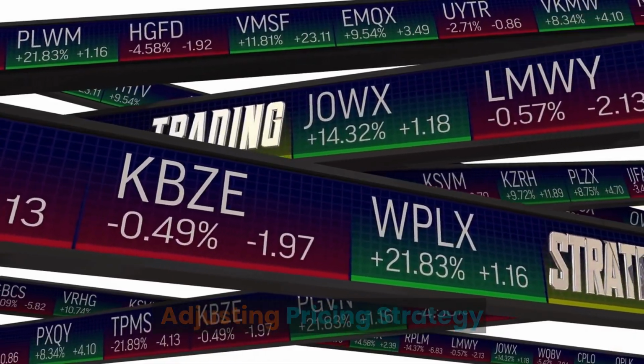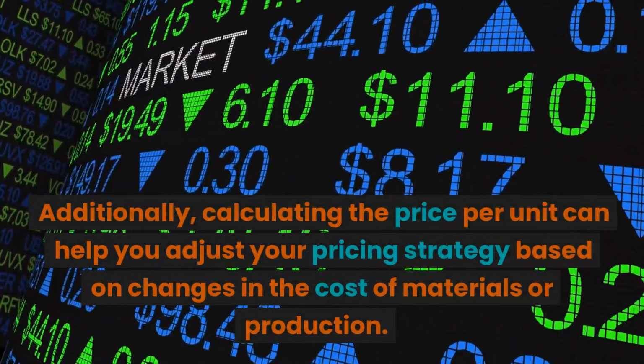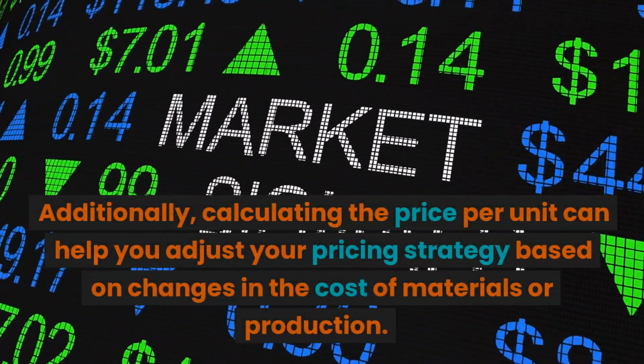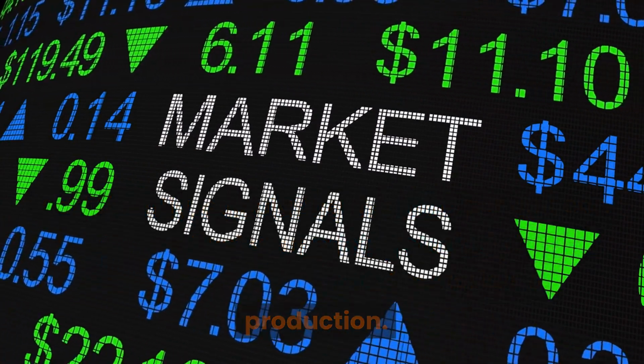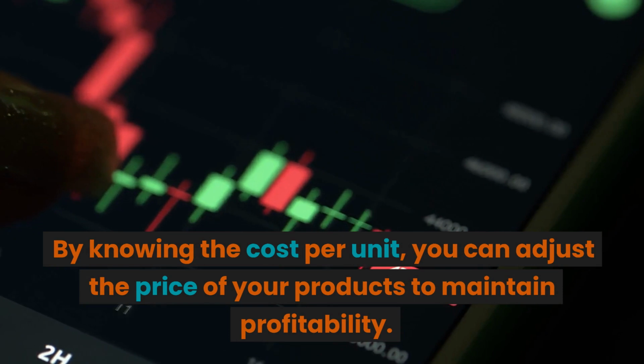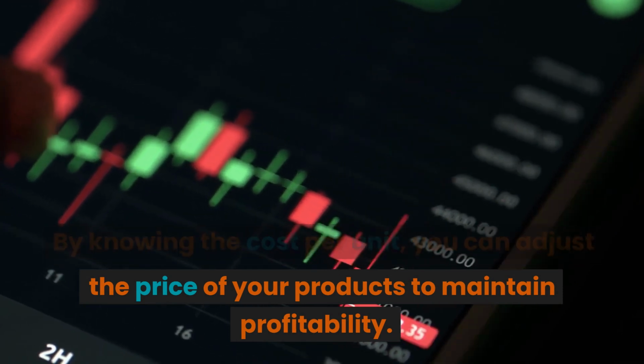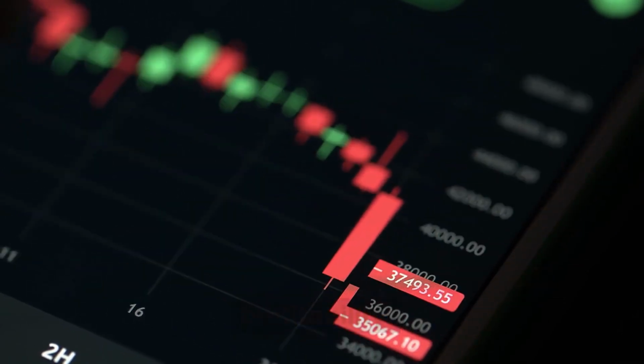Adjusting pricing strategy. Additionally, calculating the price per unit can help you adjust your pricing strategy based on changes in the cost of materials or production. By knowing the cost per unit, you can adjust the price of your products to maintain profitability.